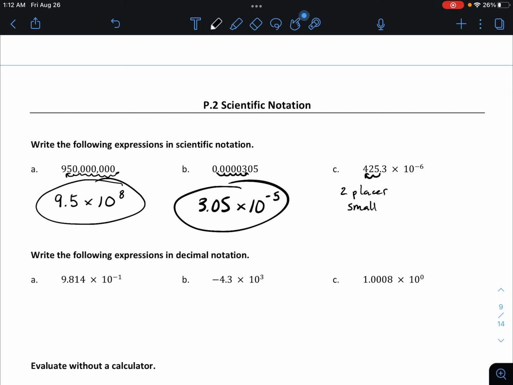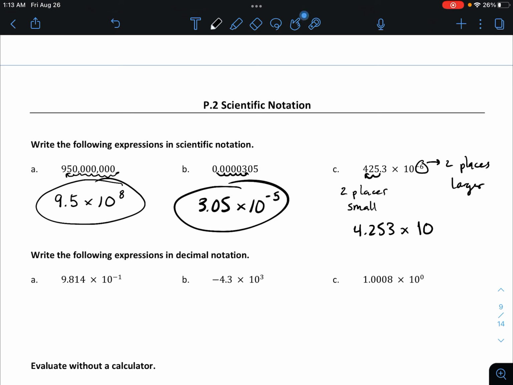Right, I made it from 425 to 4.25. And if I make this 2 places smaller, that means I have to compensate for that. I have to make this 2 places larger. So that means this is now going to become a 4.253. I made it 2 places smaller. And then I'm going to have to make this -6 2 places larger.